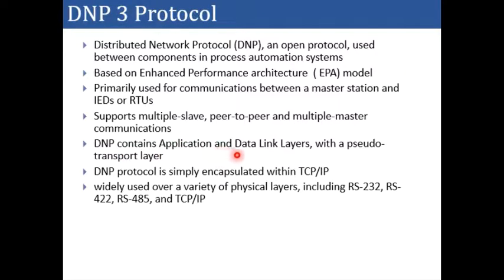DNP contains application and data link layers with a pseudo transport layer. So the architecture we will discuss in future slides so that you can understand what are the various layers we have in DNP3 protocol. So DNP3 protocol is simply encapsulated within the TCP/IP. The widely used variety of physical layers in DNP3 protocols include the RS-232, RS-422, RS-485 as well as the physical layer of TCP/IP.